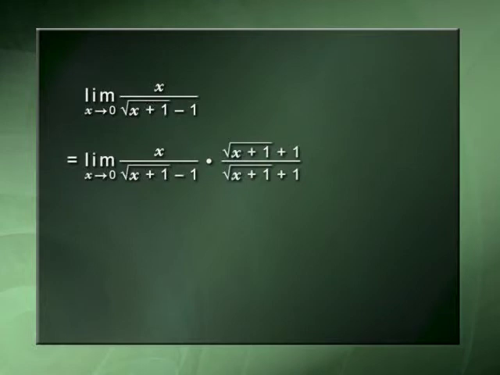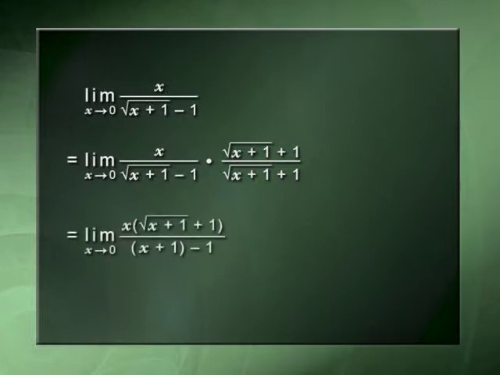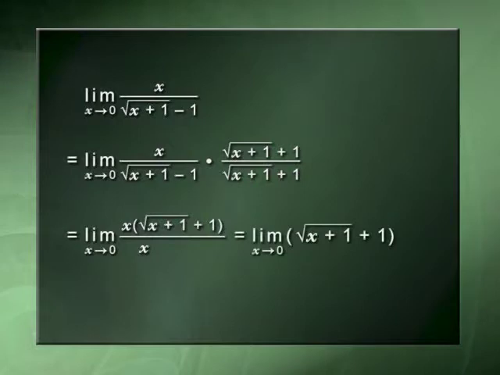When I do that multiplication, look what happens. The denominator is the difference of two squares and simplifies to x plus 1 minus 1. And then I can cancel the 1 and the minus 1 in the denominator, and I'm just left with x, which will cancel with the x in the numerator. So after all that algebra, and I admit there's a lot of algebra here, you can see how pre-calculus plays a big role in calculus, we come down to the simplified version of our original function, and it's now square root of x plus 1 plus 1.